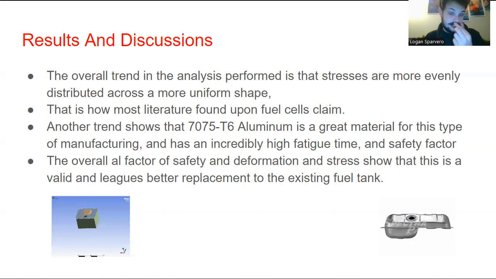Now, it is still shielded by the rear frame, so most likely it will not get punctured. And even if that is the case, most fuel cells like this have an auto shut off connected directly at the pump.